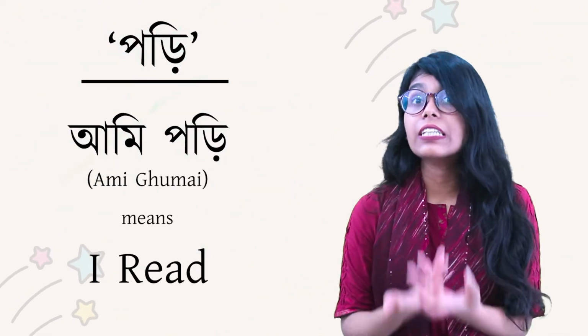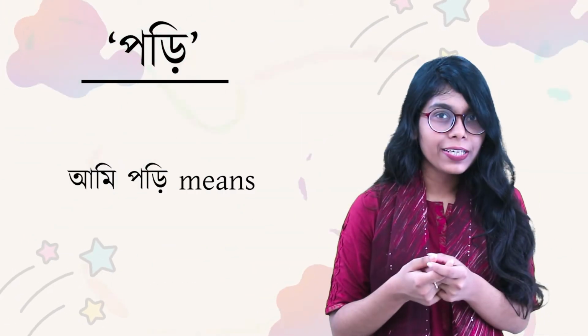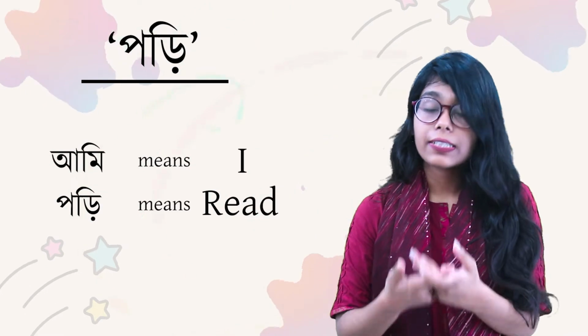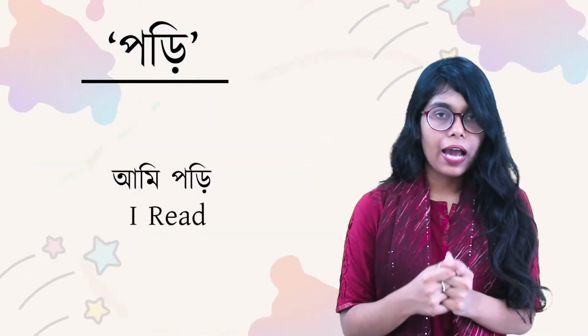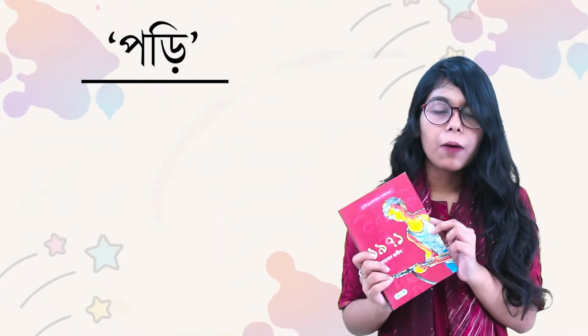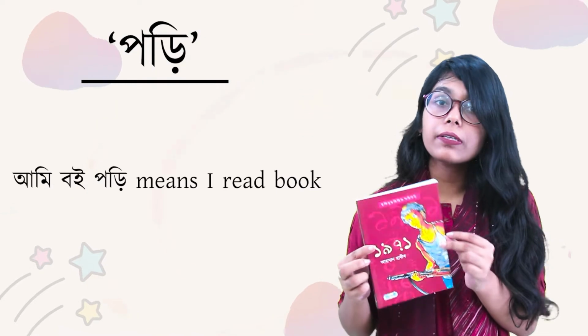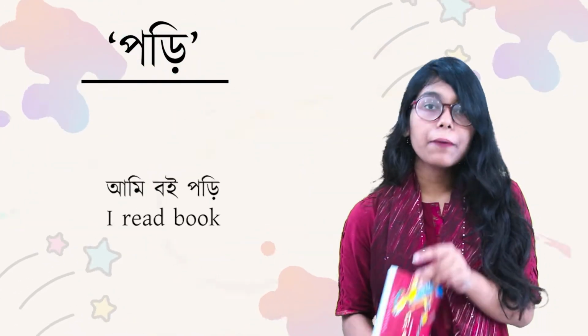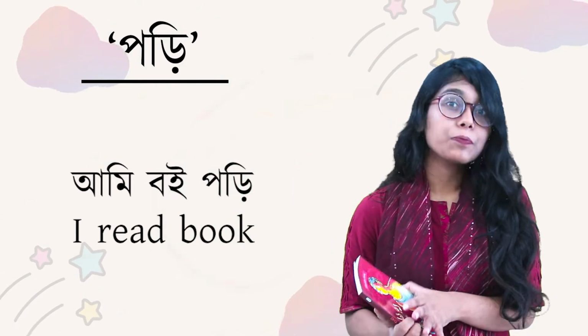The next verb is puri. Ami puri means I read. Ami means I. Puri means read. Ami puri, I read. Ami boi puri, I read book. Ami boi puri means I read book. Book means boi.